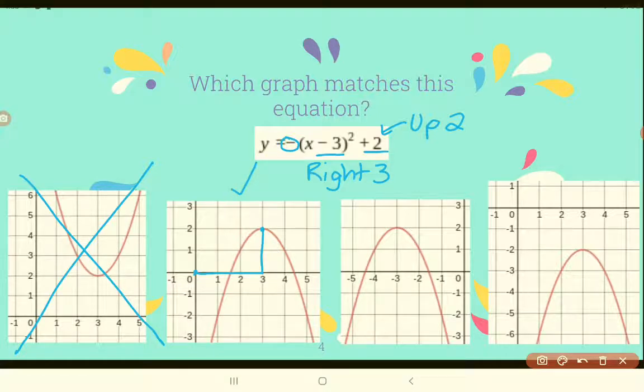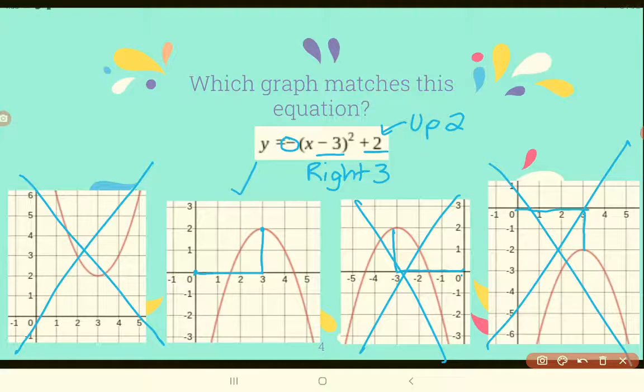What about the other ones? Well, to get to the vertex on option 3, I'd have to go left 3 and up 2. Well, that's not right. And on the last option, I do go right 3 to get to the vertex, but I have to go down 2, and that's not right either. So option B, the second choice there, is the right answer.